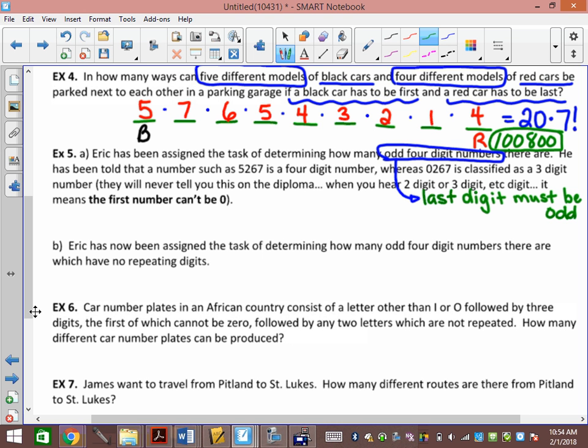Now it says 4-digit number. What the heck is a 4-digit number? What's an example of a 4-digit number? 1, 2, 3, 4, so 1,234 is a 4-digit number. 2,000 is a 4-digit number. 1,500, 4-digit number. Is 0, 1, 2, 3 a 4-digit number?